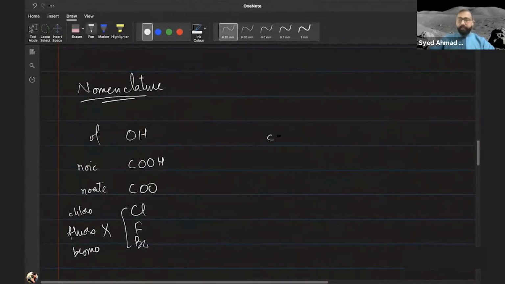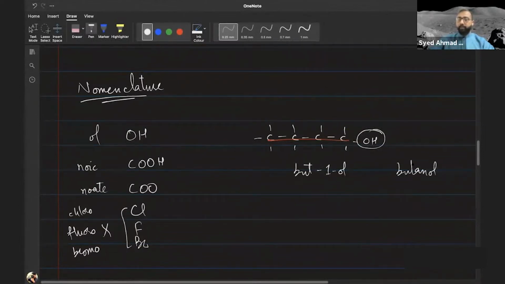So I have this thing and I have OH here. So what do I have? First of all, I have 4 carbons. So this is but. I have the OH, so this is butanol. But because OH is on the first carbon, this is but-1-ol. या इसको मैं खाली butanol भी बोल सकता हूँ.